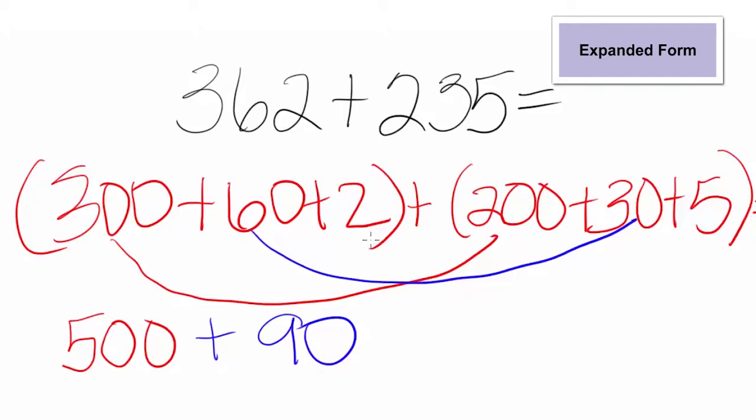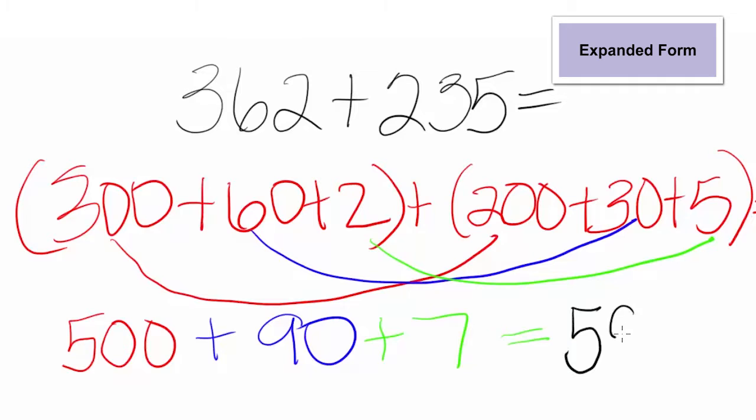And then I add my ones. 2 plus 5 is 7. So the answer to 362 plus 235 is equal to 500 plus 90 plus 7, which equals 597.